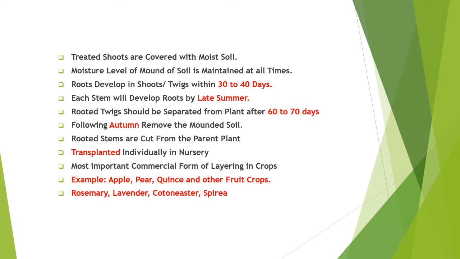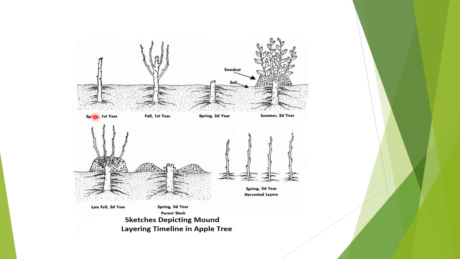We'll explain it this way. This is the plant. This is the spring of the first year of the plant. You are cutting the aerial part of it in mound layering. In stool layering, you go very deep, and that will be a difference here. So in the fall of the first year, what will happen? There will be a number of branches. And then in spring of the second year, you are again cutting it. So there will be soil, and branches will be formed from this area.